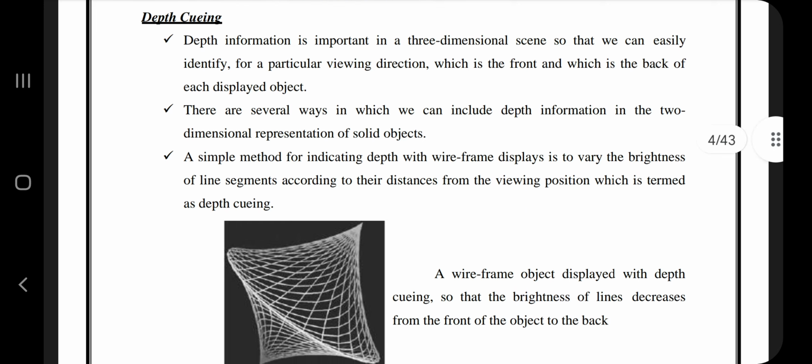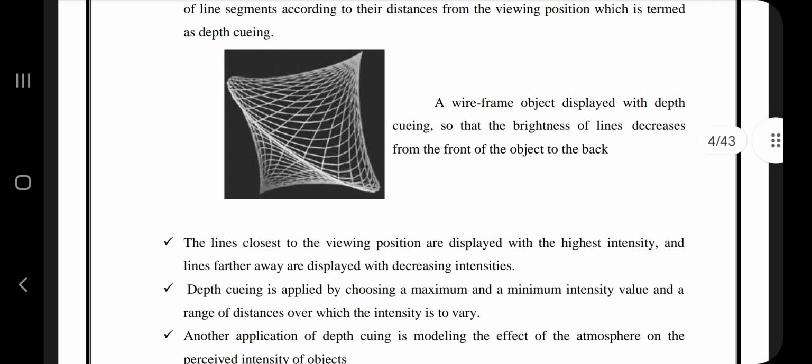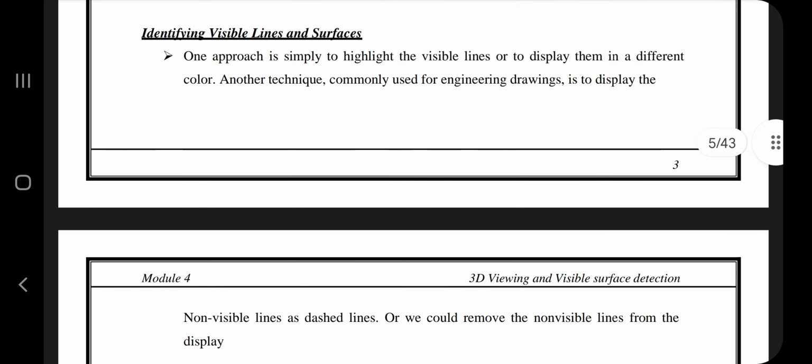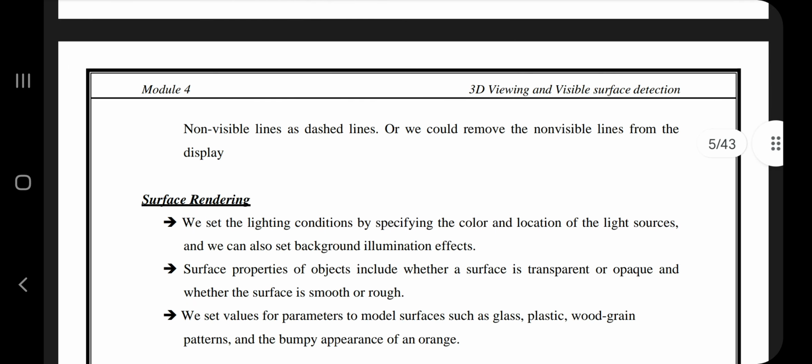Depth cueing is a method where you will be specifying the depth based on the intensity of the lines. If the line is near, you will be denoting it with more intensity. If the line is far, you will be denoting it with less intensity. Like that you can visualize if the object is near or far. Next one, identifying the visible lines and surfaces. We can use some techniques like making the non-visible lines dashed lines, or we can just remove the non-visible lines, and the visible lines can be highlighted further. So those are some of the methods to identify the visible lines and surfaces.